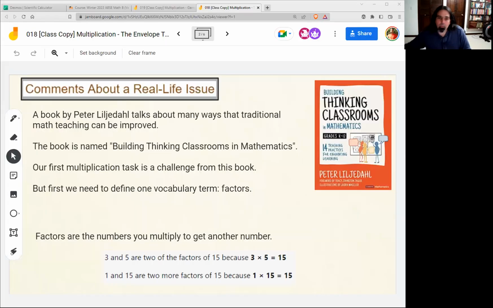Okay, you see in front of you, and I'm holding up in my camera, there's a book called Building Thinking Classrooms, which talks about ways that traditional math teaching can be improved. Because if you've been in a math class, it probably needed improvement.